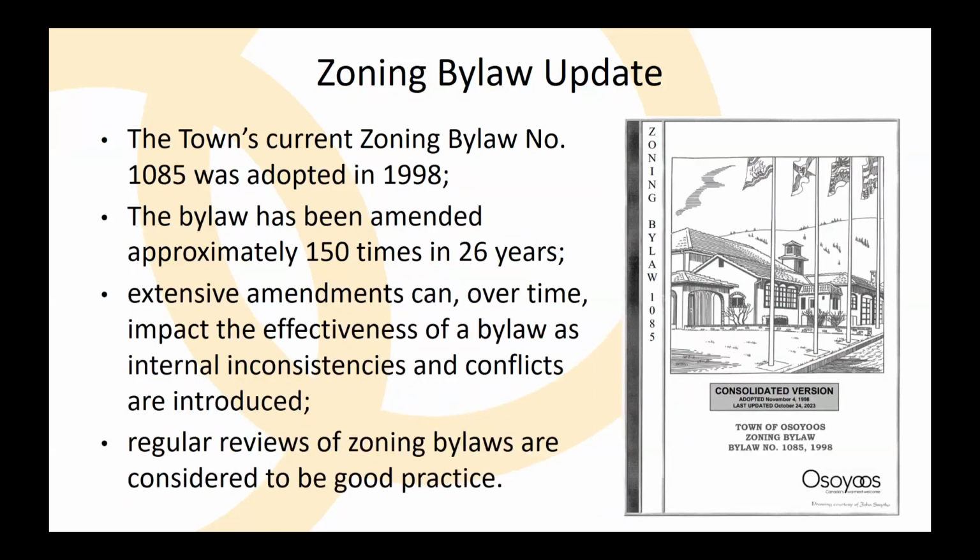Now, the town's current zoning bylaw was adopted in 1998. From what we can see, it's probably been amended about 150 times over the last 26 years. Honestly, when a bylaw has been amended that many times, some of those changes can impact the effectiveness of the bylaw through the introduction of inconsistencies and conflicts. Another consideration too is that 25 years is a long time ago, and the context within which the current bylaw was prepared was a slightly different time than the one we're in today. And so updates ensure the bylaw reflects current trends and practices, that inconsistencies or conflicts that have inadvertently been introduced are removed, and that it's generally seen to be a contemporary document that's able to be easily used by the public and staff.